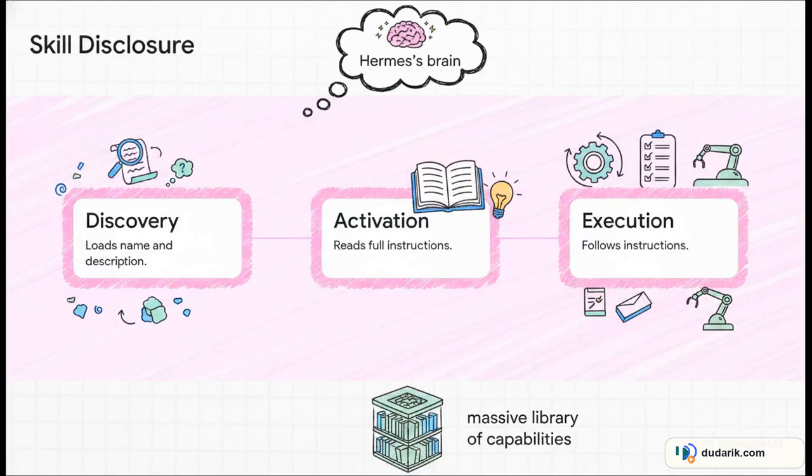Now, you might be wondering, how does it manage all these skills without totally overloading its context window? Well, it relies on a brilliant standard originally developed by Anthropic called progressive disclosure. At startup, during the discovery phase, the agent only loads the name and a short description of a skill. That's a tiny context footprint. Only when a task actually matches during activation does it bother reading the full instructions. And then, during execution, it follows the procedure. This is how Hermes keeps a massive library of capabilities on hand without slowing down or just burning through your tokens.